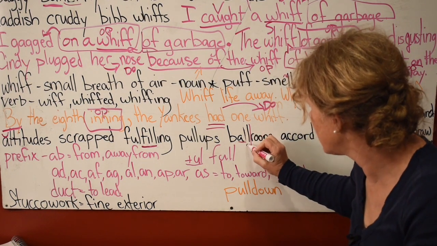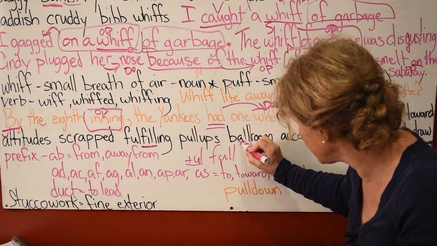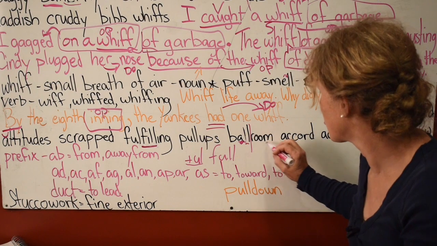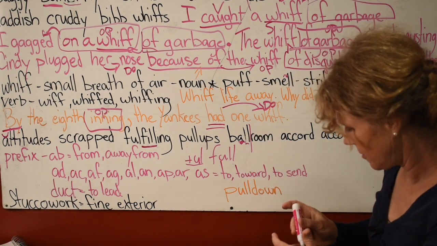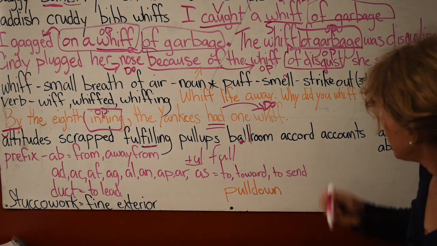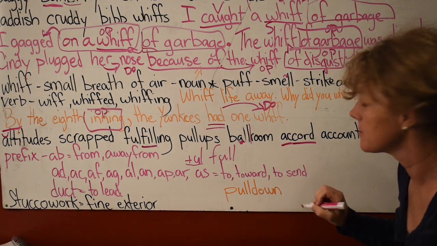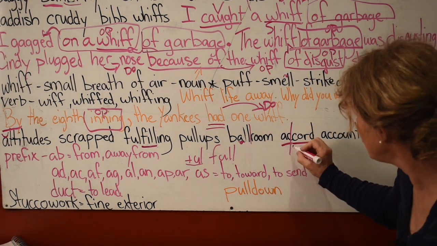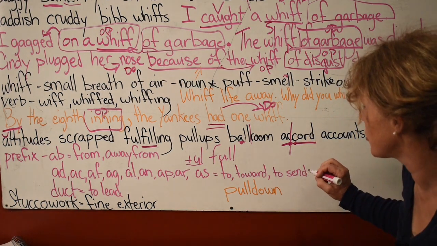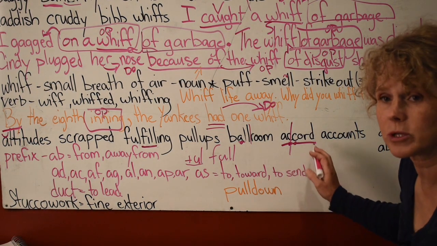Ball. You have one vowel and it ends with an L. Look, the L is right next to its vowel. Ballroom. So it breaks right where the word breaks. This is doubled because this is a Latin root and this is its prefix. So this C is for the prefix, the Latin prefix, and this C is for the root. And AC means to, toward, or to send. Can you see this really well?